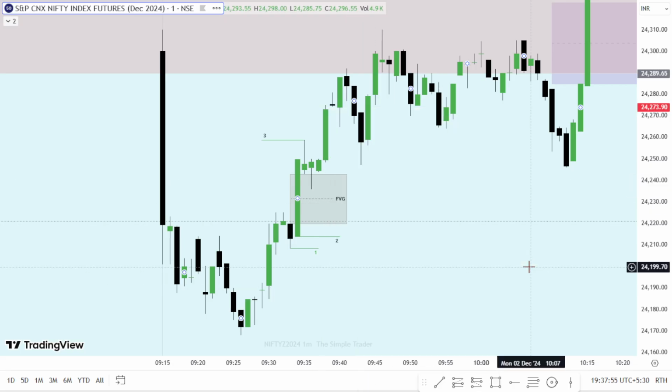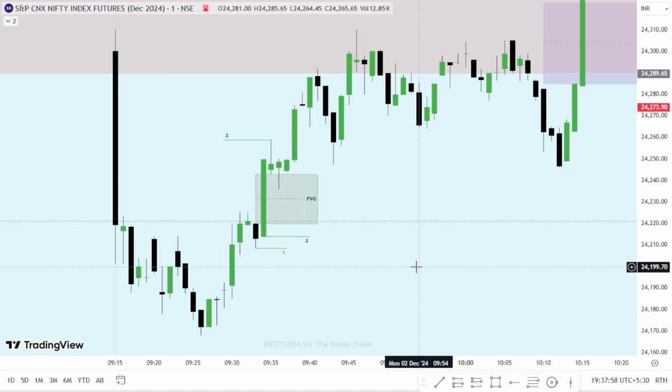Correct? So why is it called a fair value gap? I'll come to this later. Why the term fair value gap?